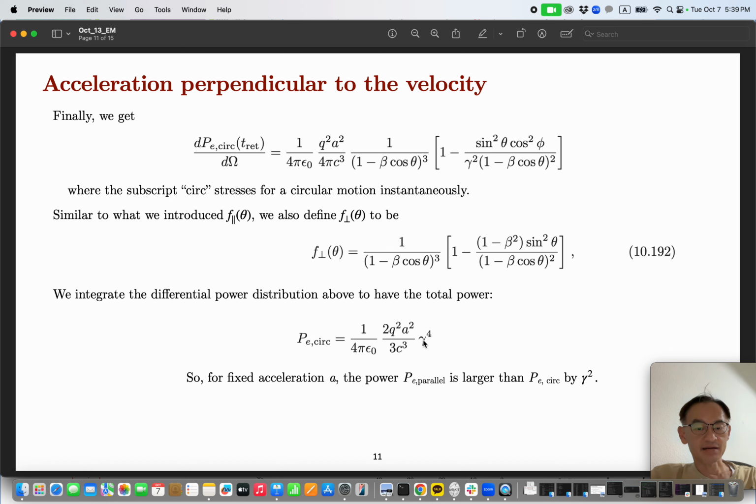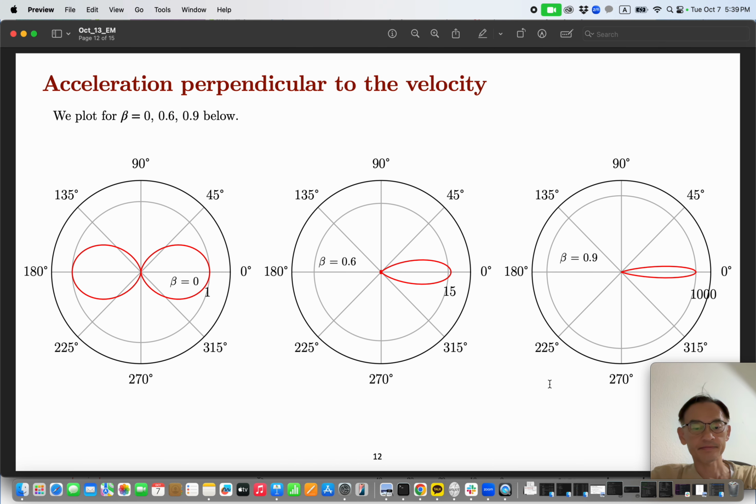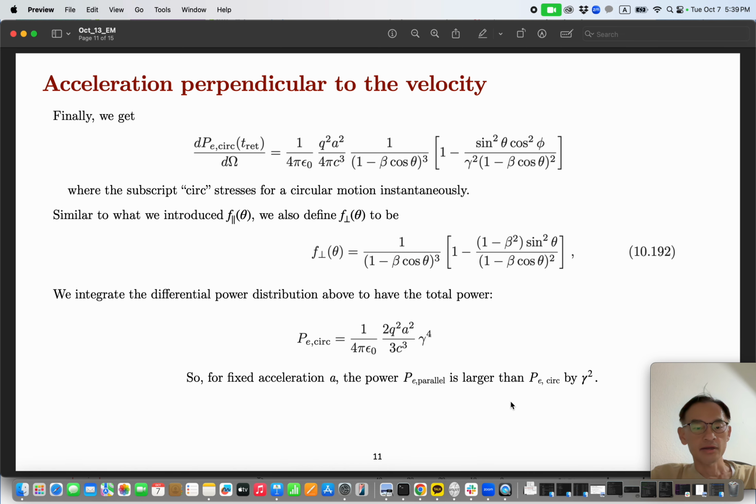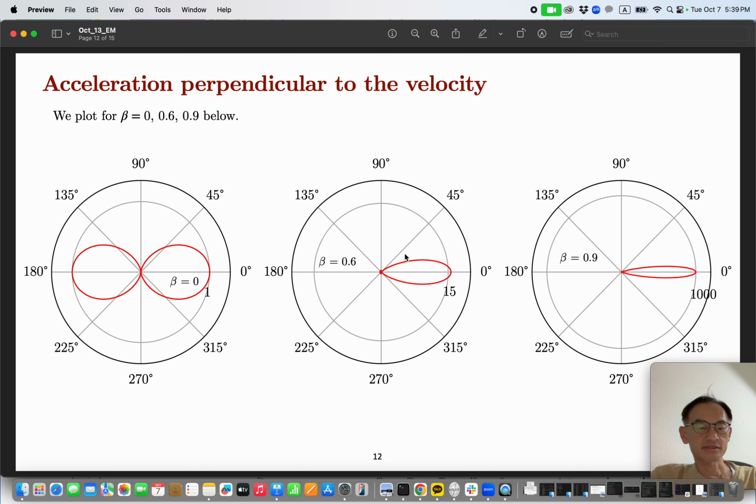Note that this is gamma to the power 4. Previously it was gamma to the power of 6. And the a squared term remains the same as in the parallel case. And that's what I mentioned here. And you can also draw the same plot. We can try to draw this.